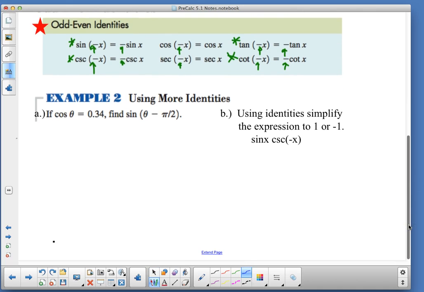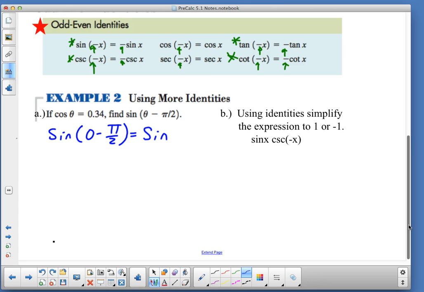And I've got the cosine of theta is equal to 0.34. Find the sine of theta minus pi over 2. Well, the first thing I've got to do, I've got sine of theta minus pi over 2. And remember those cofunction identities? Well, they had pi over 2 first. So let's look at rewriting it.